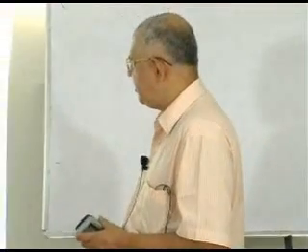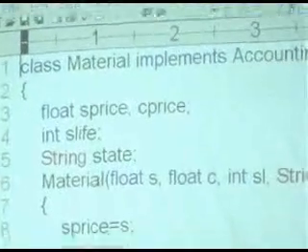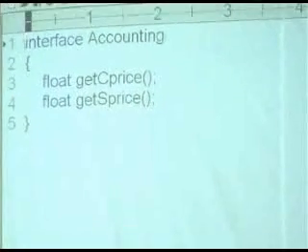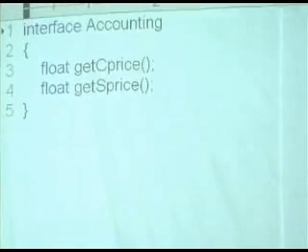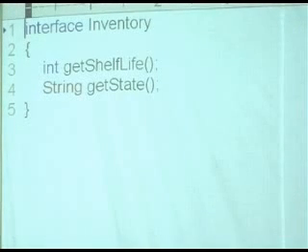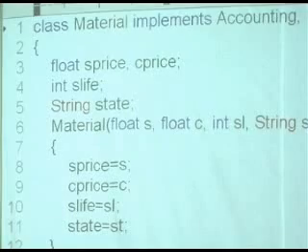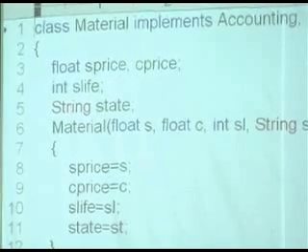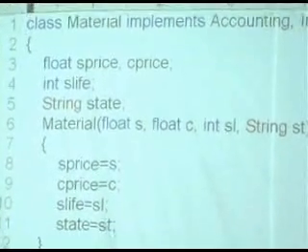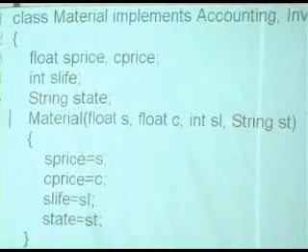So what we will do is open up these files in Edit Plus briefly and go through them once. Let's go through each interface and then the class, just to recap what we did last class. We have the interface accounting, which has two methods: get C price and get S price. Both of them return a float. We have inventory.java, which has get shelf life and get state. Shelf life is how long the material lasts in the inventory. Get state is solid, liquid, gas. And then we had a class material, which implements accounting and inventory. That means it is contractually bound to provide a body for the methods of the accounting interface and the inventory interface.